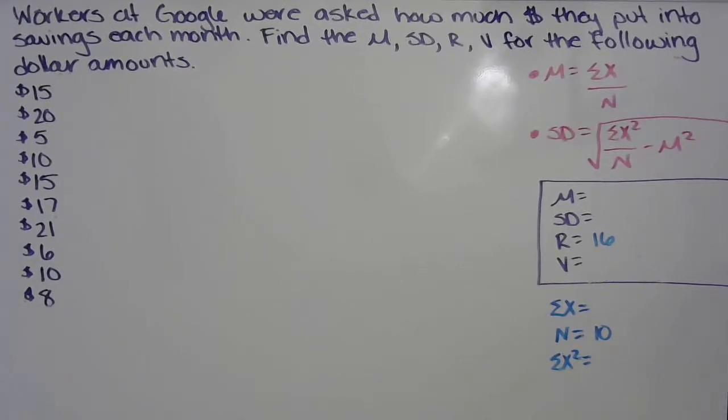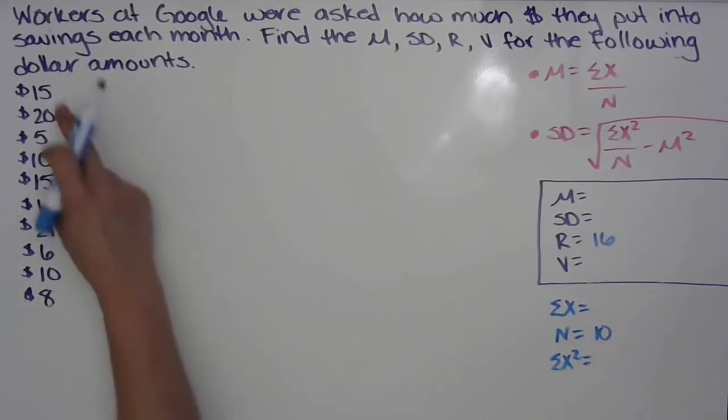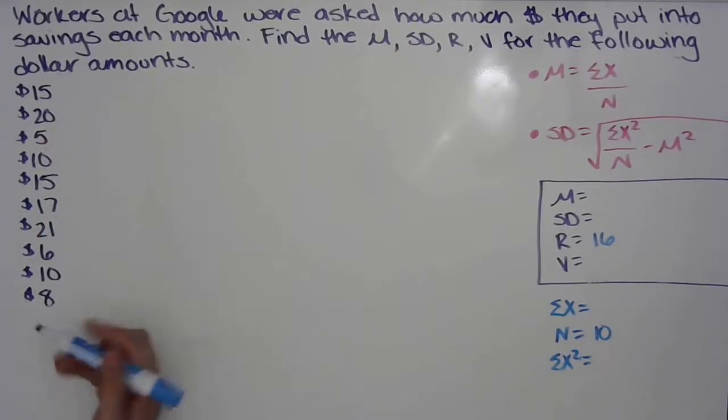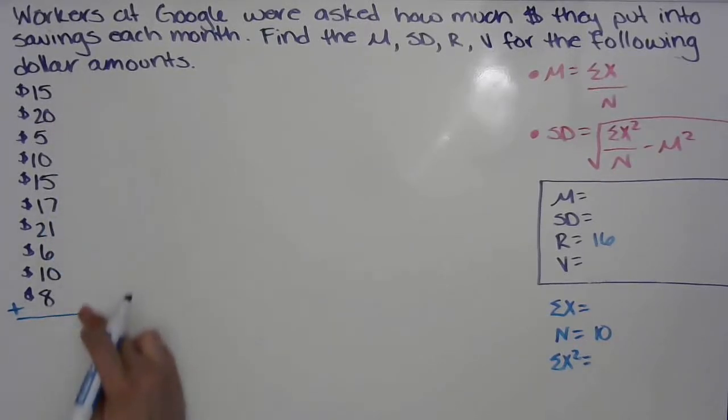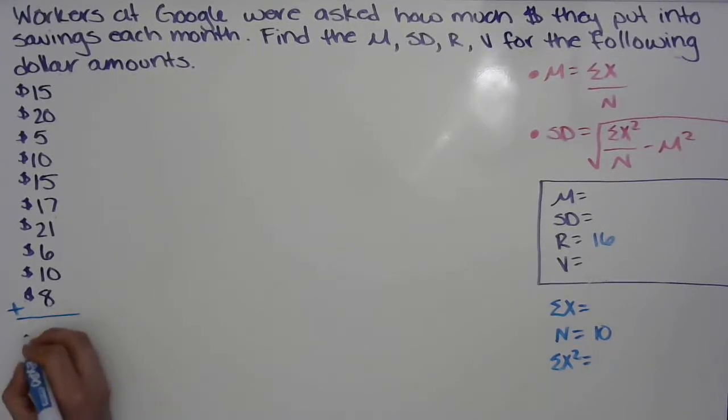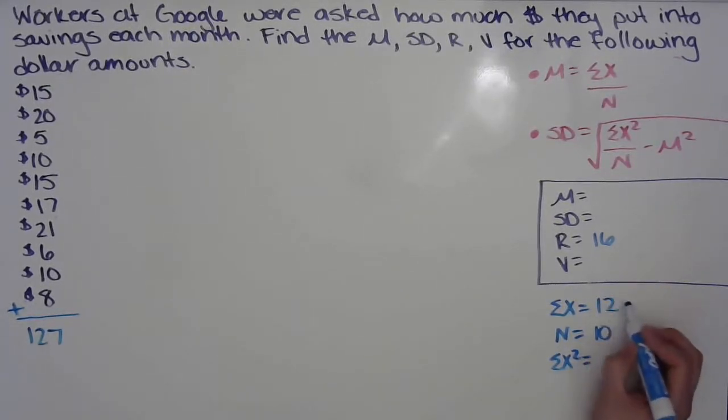Okay, let's find this value here, the ΣX value. Now, if you remember from central tendency, this is just the summation of the X values. And since all of these are X values, we have to add all of these up. So when we add up all of these numbers, that is going to give us a value of 127. Okay, so we can go ahead and put that there.